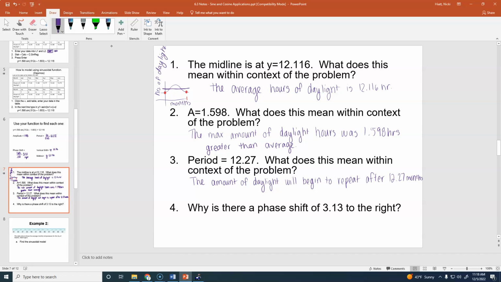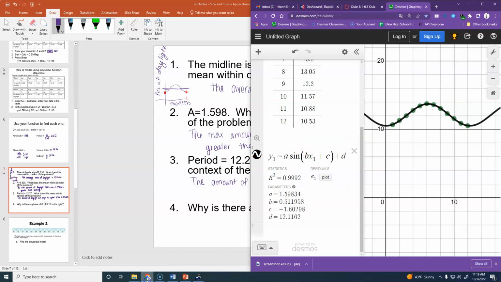Yeah, your x-axis is in months. Right, because on your x-axis, your x values are months. That's more like a deeper scientific question on why it's happening, so that's not exactly what we're looking for.